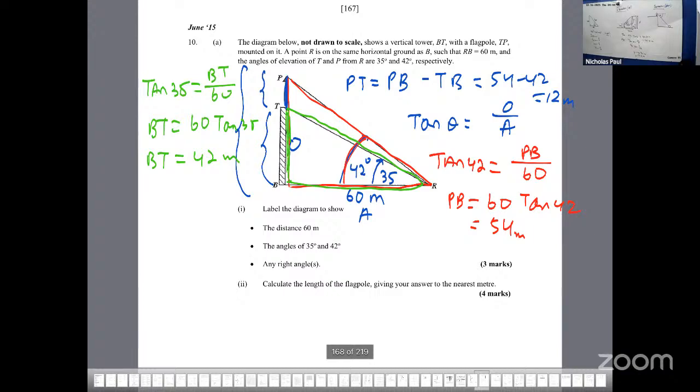Here's what Catherine did, I am writing in purple. Catherine found the length here, and then used the sine rule and found PT. That was also a very good way as well. Okay, let's go again, one more.